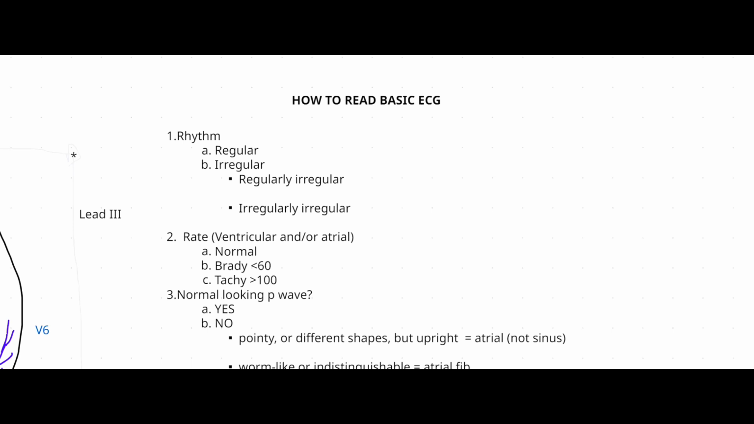So the first 2 things that we look at is rhythm and rate, okay? So when we do rhythm and rate, we are assuming first that we are looking at the ventricle. So meaning we're looking at the R, okay, the R wave. But it's also possible for us to look at the P waves and get the rhythm for the P wave and the rate for the P wave. Okay, so I'll go over that.